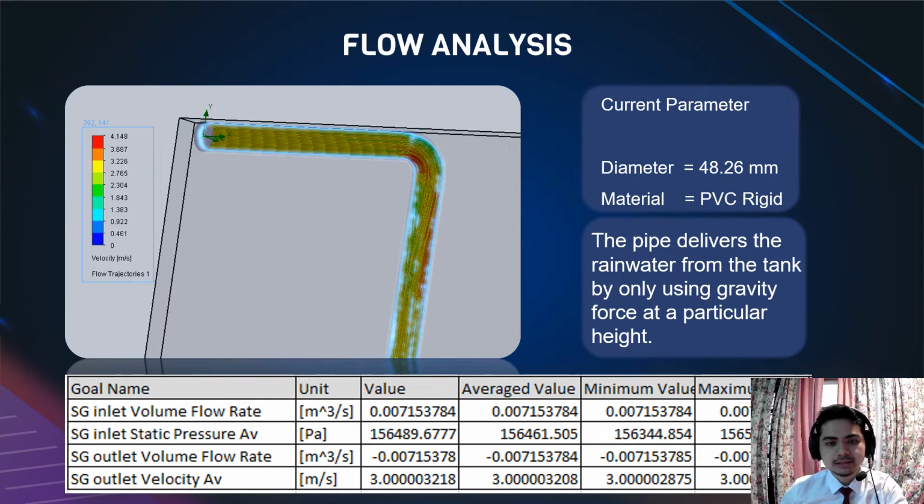Next, for the flow analysis, this analysis is important to identify the characteristics and efficiency of the flow. As we can see here, this is the current parameter for the pipe that delivers the rainwater from the tank by only using gravity force at a particular height. The diameter is 48.26 mm and the material is rigid PVC. And this table shows the analysis result for 3 meter per second water flow.